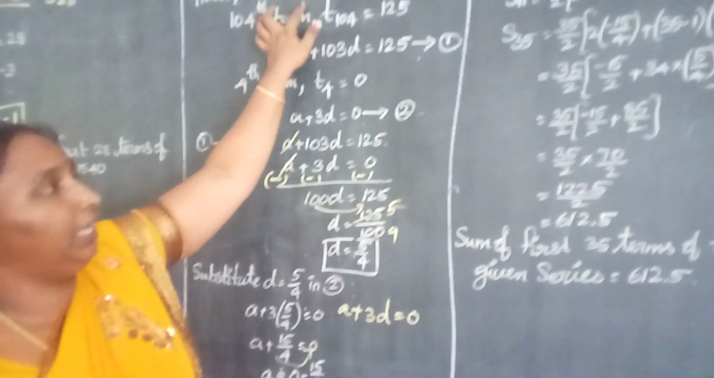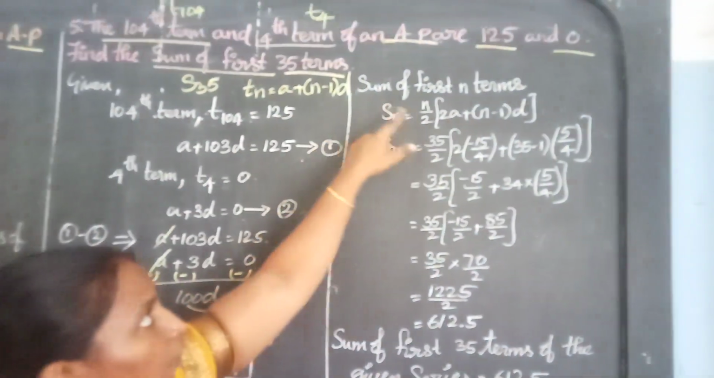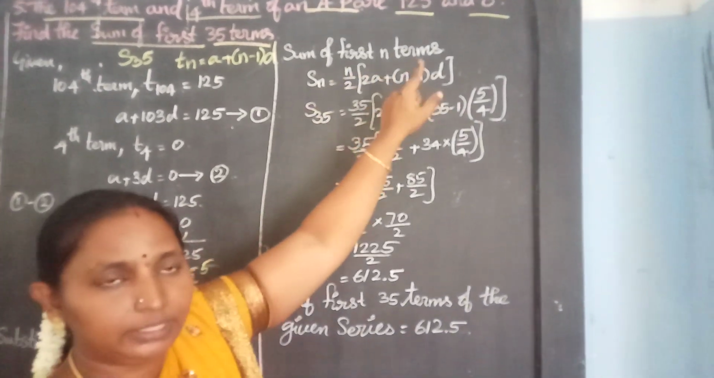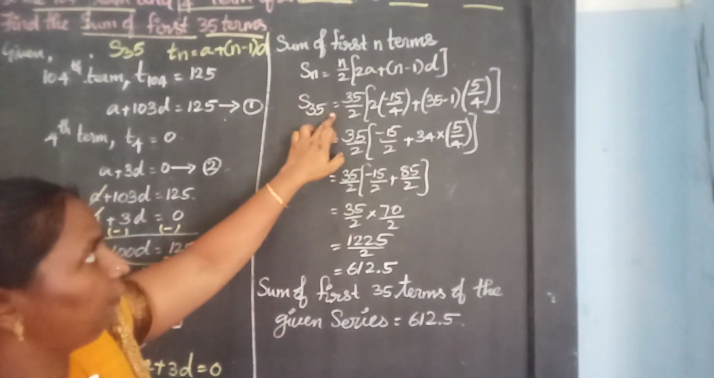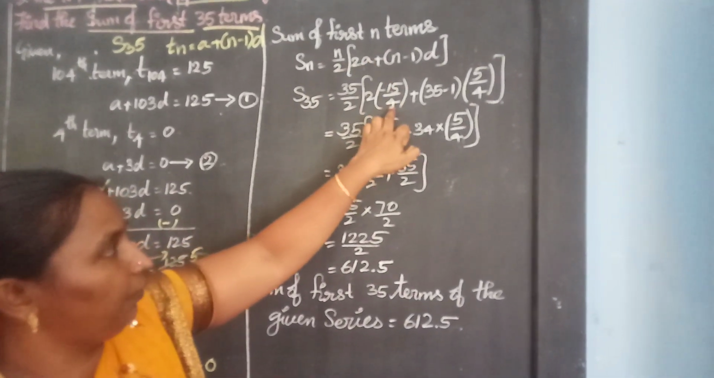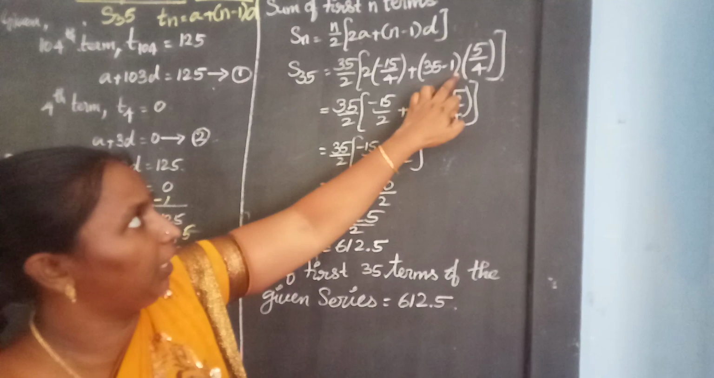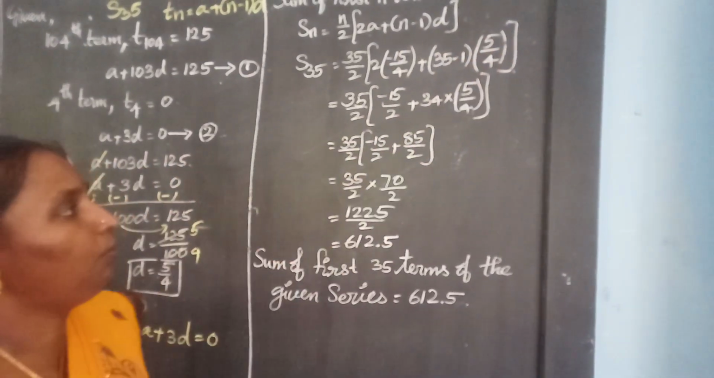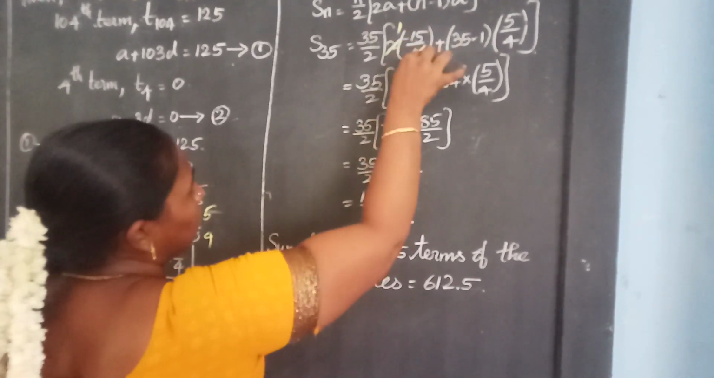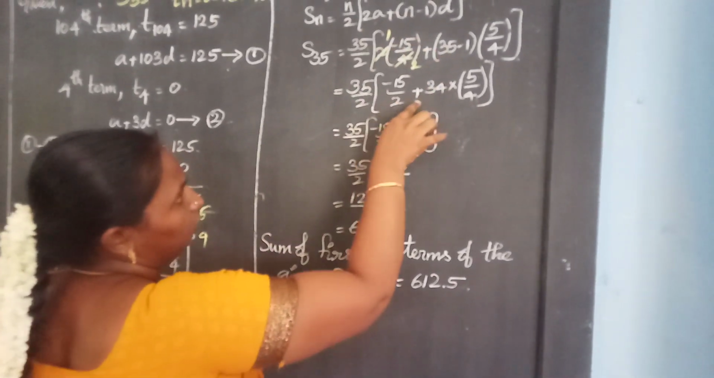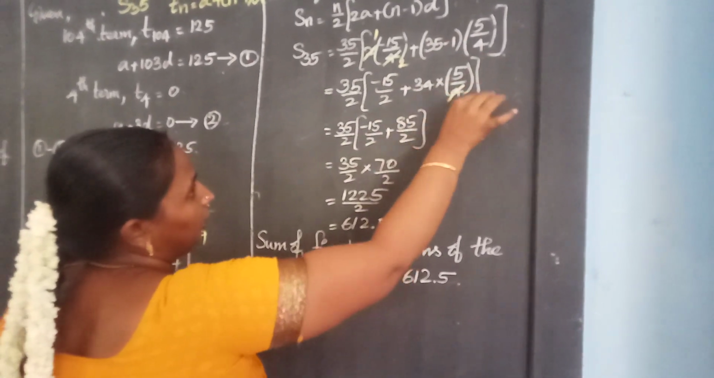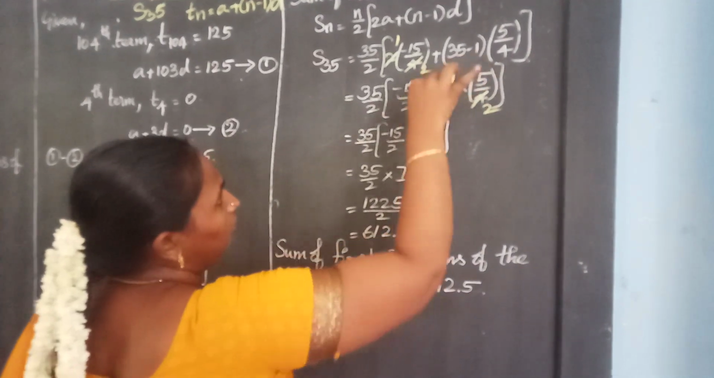What they asked to find is S35. So sum of first n terms, write the formula. Sn equal to n by 2 into 2a plus n minus 1 into d. So S35 equal to 35 by 2 into 2, a value minus 15 by 4, plus 35 minus 1, d is 5 by 4. Now we are going to simplify this. So write 35 by 2. 2 2s are 4, you get minus 15 by 2, plus 35 minus 1, 34 into 5 by 4. Here also you can cancel. 2 2s are 4, 2 17s are 34.